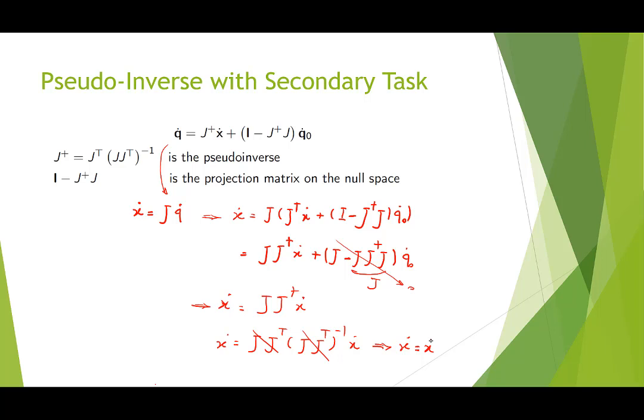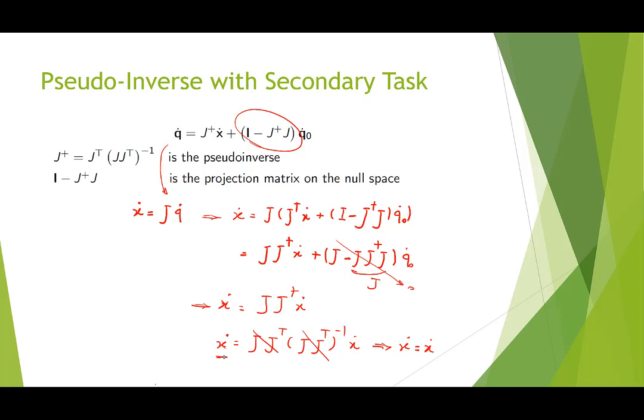So you can see, using this new pseudo-inverse that we developed, the new inverse kinematics, we replace it in the forward kinematics, and the result cancelled out and showed x dot is equal to x dot. Basically, this second part had no effect on the end effector velocities. This is what we call the null-space mapping. So any joint motion q dot 0 multiplied by this null-space mapping will have no effect on x dot in the end.